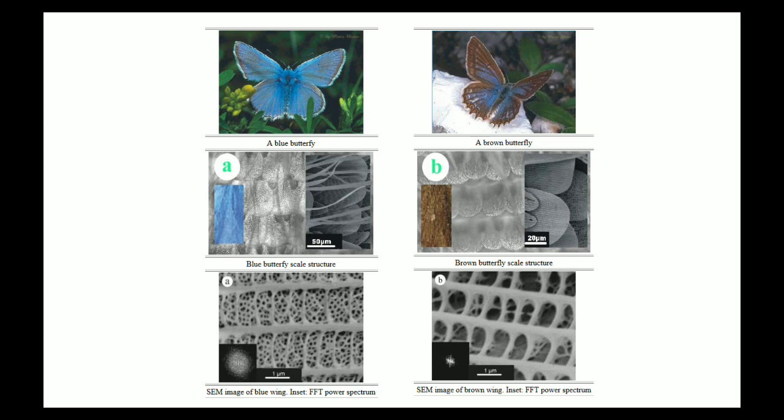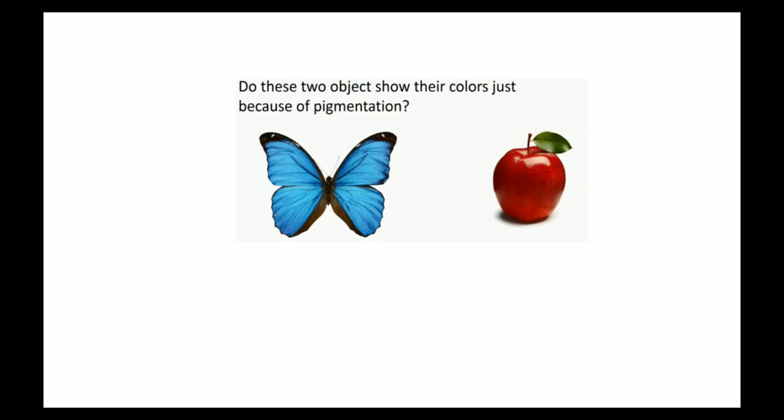Because the nanostructure of that wing decides the color of the butterfly. So now we come back to the same question: do these two objects show their color just because of pigmentation? The answer is no. For the apple, the concept is different. There is no such nanostructuring on the surface of the apple. There are pigments, and because of those pigments we are able to see the color. But in the case of butterfly wings, the origin of the color is nanostructures.